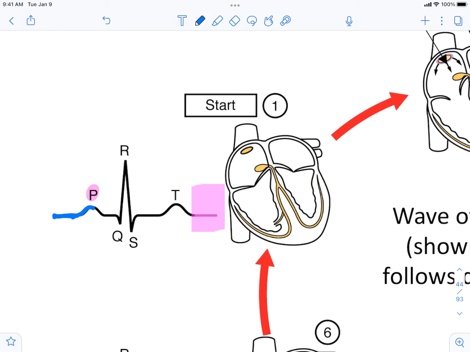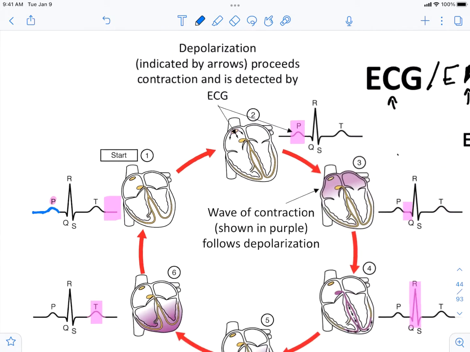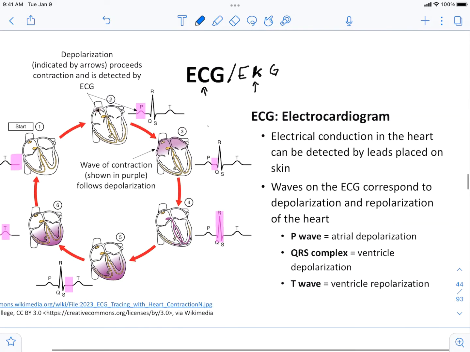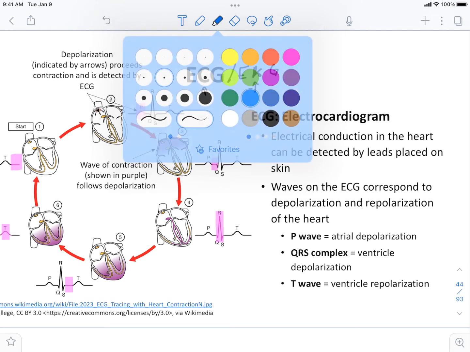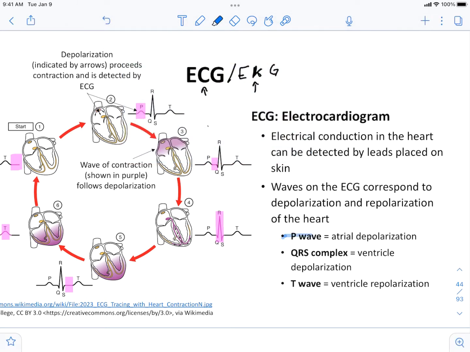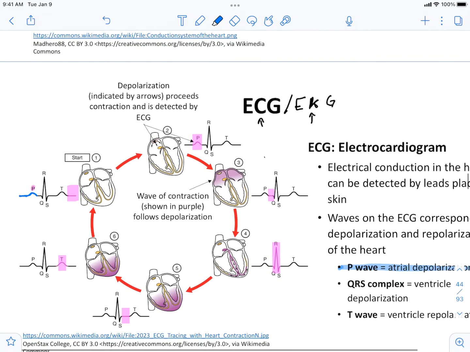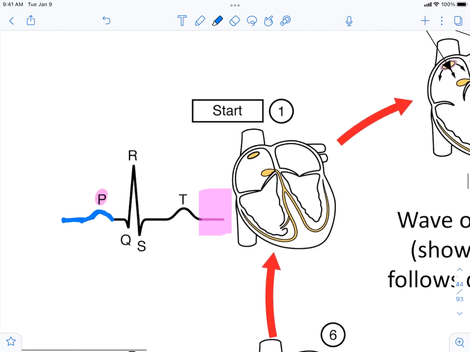Then we see an upward deflection, and this upward deflection is called our P wave. What that P wave reflects, if we go back to my little list here, is that the atria are depolarizing. So as the electrical energy travels through the cardiac muscle of the atrium, this depolarizing wave is measured. It's picked up by these electrodes on the surface of the skin. And so that's what our P wave is. Now we're followed by another isoelectric line here.